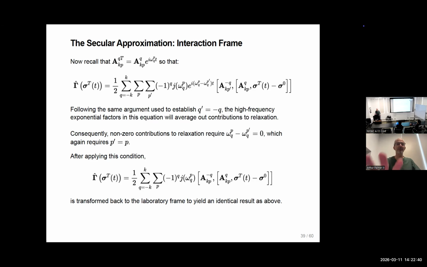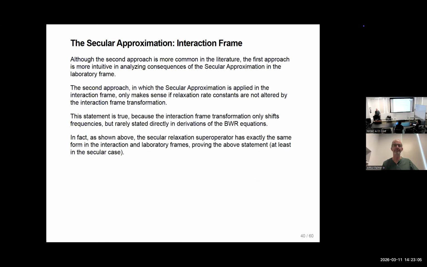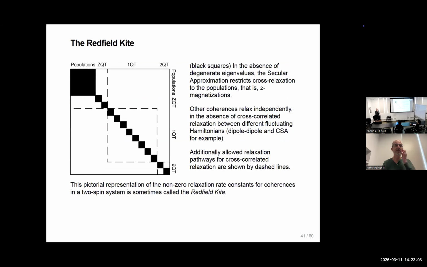But you'll see this in most textbooks. You'll see in the interaction frame, this expression with two complex exponentials, and then we say, we know that these terms will drive to zero when the differential equation is integrated. So we must require that P and P prime are the same so that this term becomes identity. So this leads to what's called the Redfield kite.